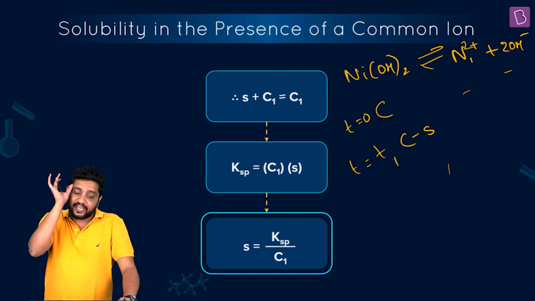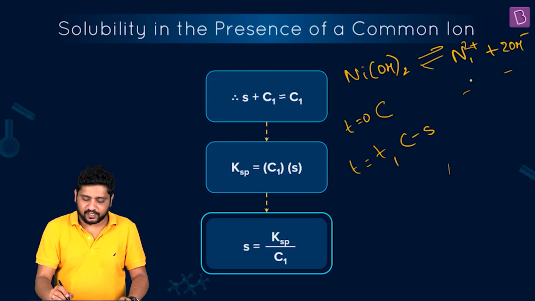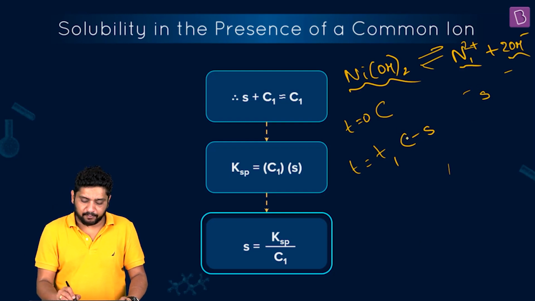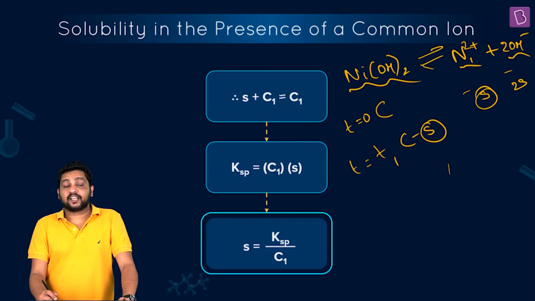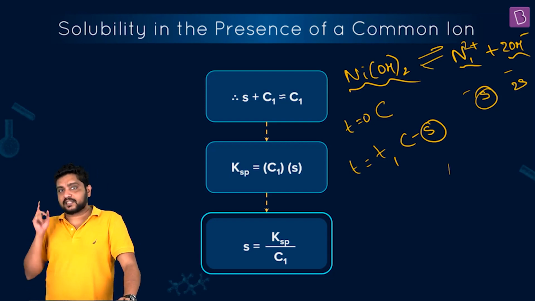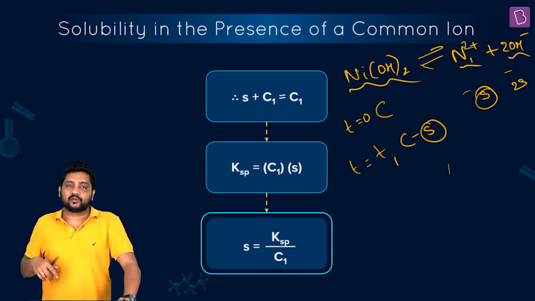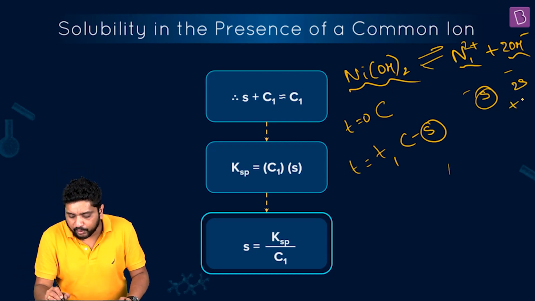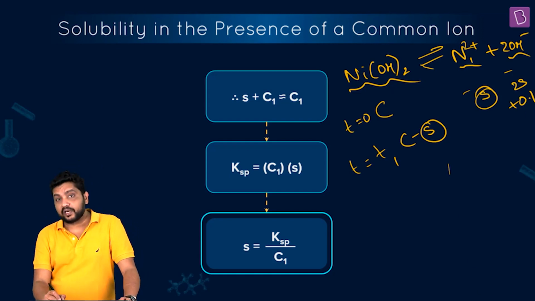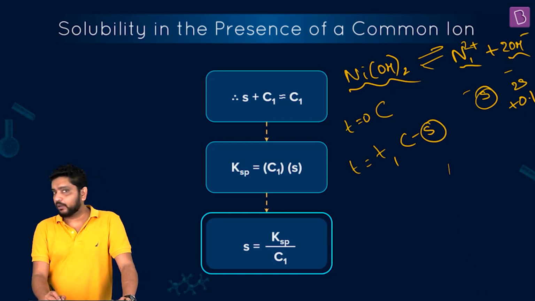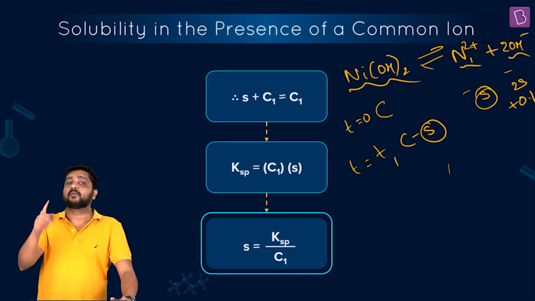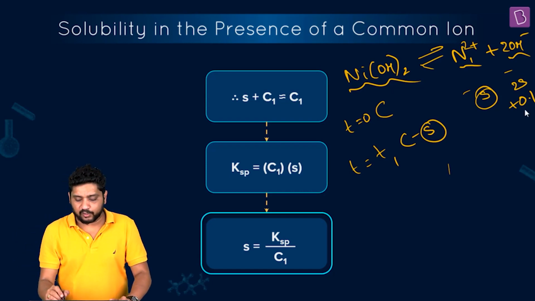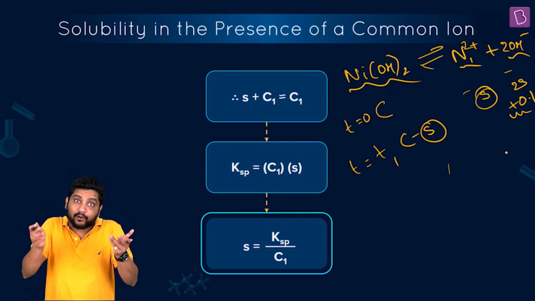Let's say in 1 liter, S moles have dissolved of Ni(OH)2. So I'm going to get S moles of this. From 1, I'm getting 1 and 2. So from S, I'm going to get S and 2S. Now, as far as OH minus is concerned, I'm getting 2S concentration of OH minus from my Ni(OH)2. But OH minus was already present in solution as 0.1 molar. NaOH is a strong base, 100% dissociation. So 0.1 molar NaOH means 0.1 molar Na plus and 0.1 molar OH minus. So this OH minus was already 0.1 molar.